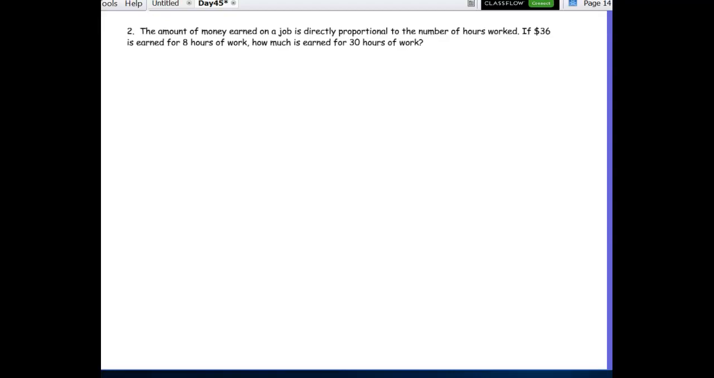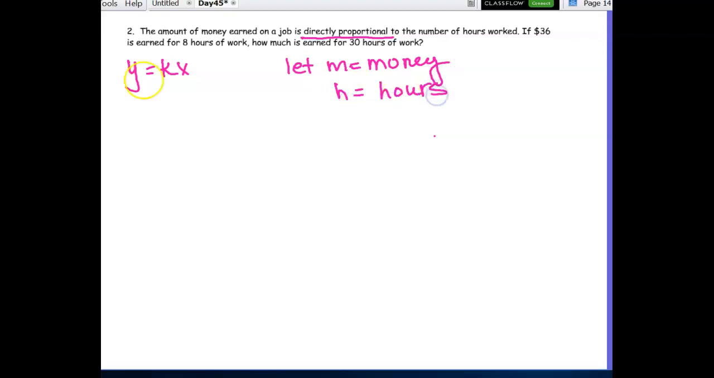All right, the amount of money, number 2, earned on a job is directly proportional. Directly proportional. Y is equal to K times X. The amount of money, so I'm going to let M be my money, is directly proportional to number of hours. So there's my let statement. And now instead of using y is equal to kx, my money in this order is proportional to the hours, okay? If $36 is earned for 8 hours of work, so now we're trying to figure out the k. So the money is $36 and it's 8 hours of work, okay?